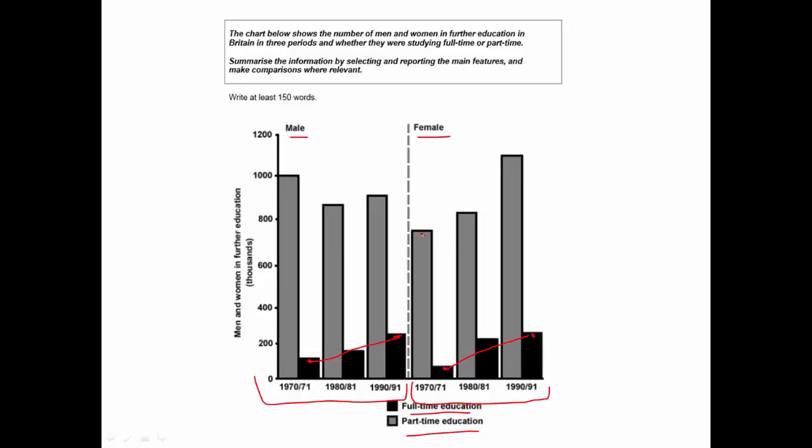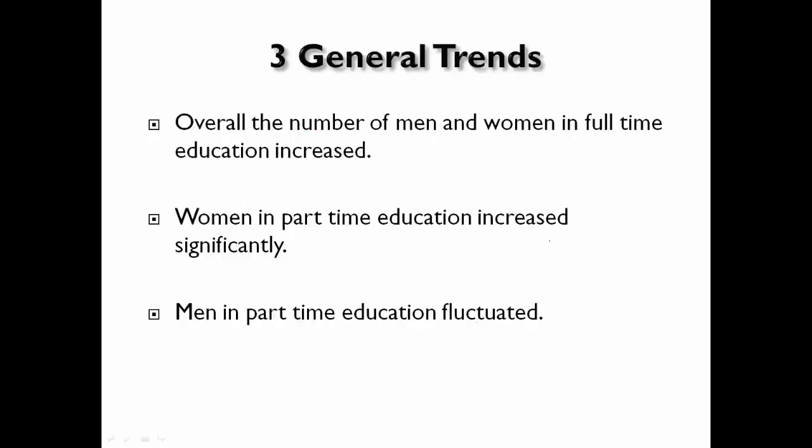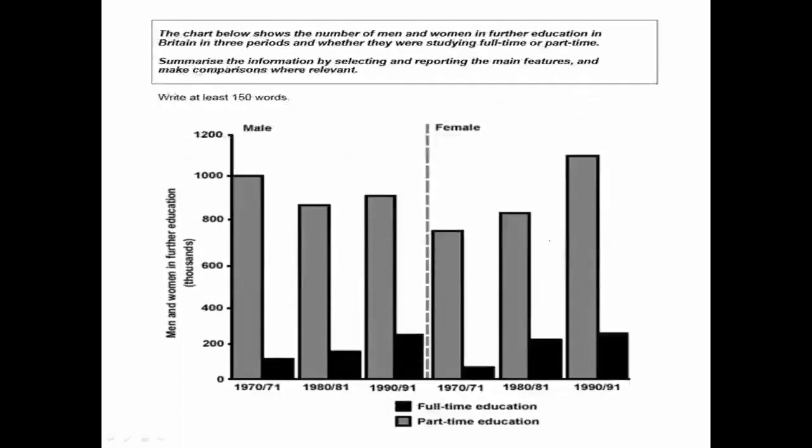Let's look at females. For part-time, it doesn't just go up, it increases dramatically or significantly. And for men, it fluctuates, so it goes down and then it goes up a little bit. So our 3 general trends would be: overall the number of men and women in full-time education increased, women in part-time education increased significantly, and men in part-time education fluctuated. Let's look at some mistakes that students would make.